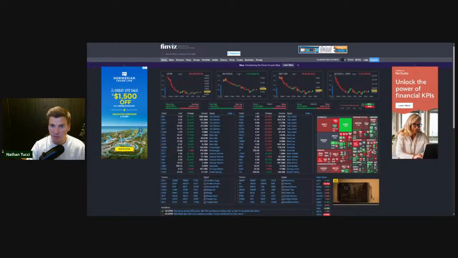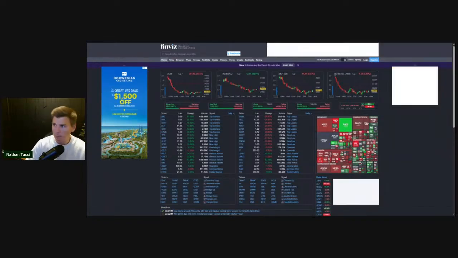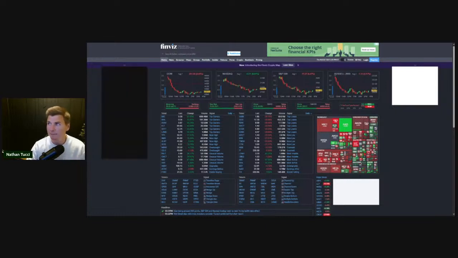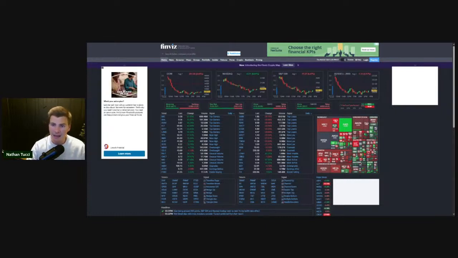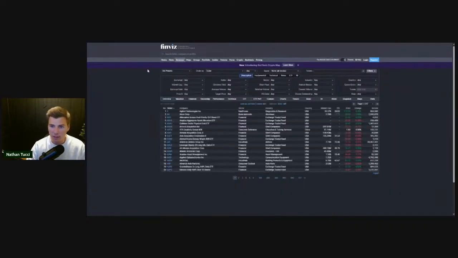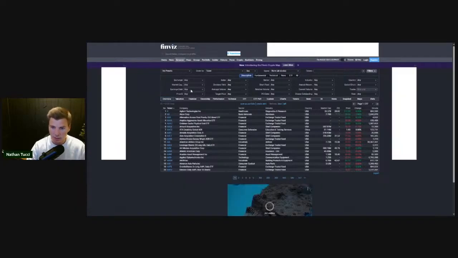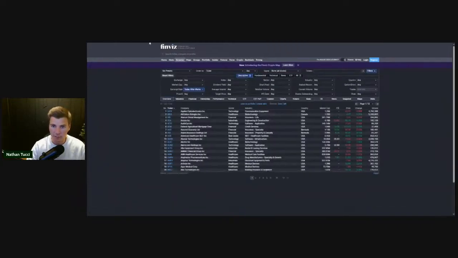What I recommend is finviz.com. Really easy scanner. I'll pop it there in the chat for you guys if you want to click that. Then if you click the screener button, which is like two over in the nav bar, that's where you can sort by earnings dates. On this left side, you can go here, and what I do is I go to earnings today after the market. So that's going to sort for earnings today after the market.